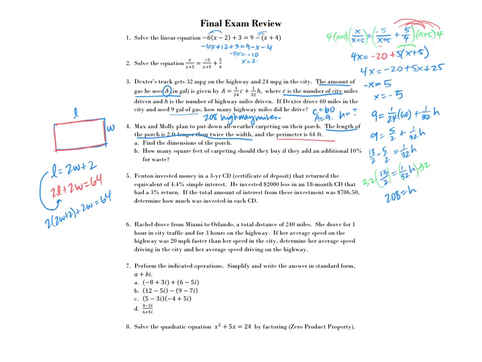Equals 64. So how many W's is that? I have 4W plus 4 plus 2W equals 64. So that gives me 6W equals 60, W equals 10, which means that the length is equal to 2 times 10 plus 2, which is 22.